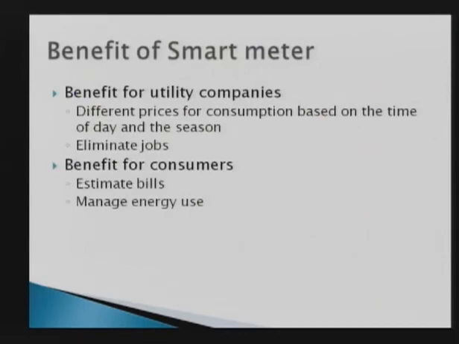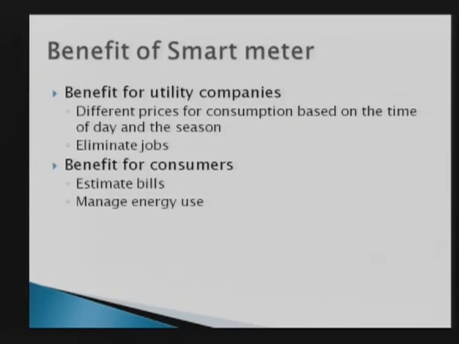First, the utility company wants smart meters. The main reason is that using smart meters, they can set different prices for consumption based on the time of day and the seasons. Based on that pricing policy, they can encourage customers to adjust their consumption habits to be more responsive to the market. For example, they may reward the customers who shift their energy usage to the off-peak period. And by doing this, they can balance the consumption usage to some extent.